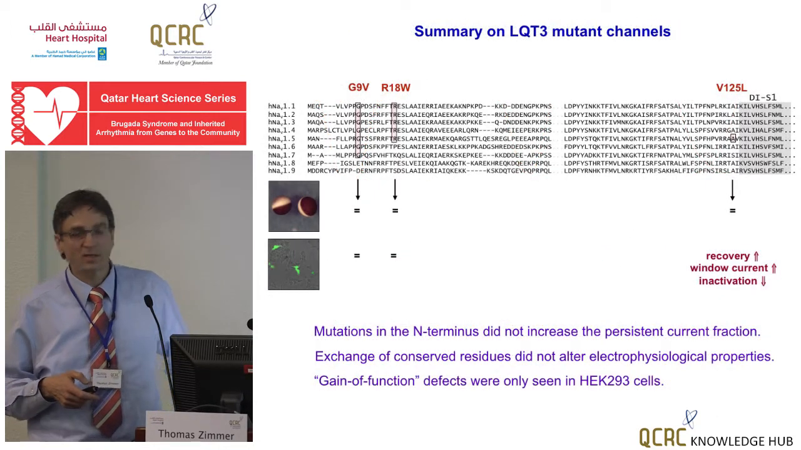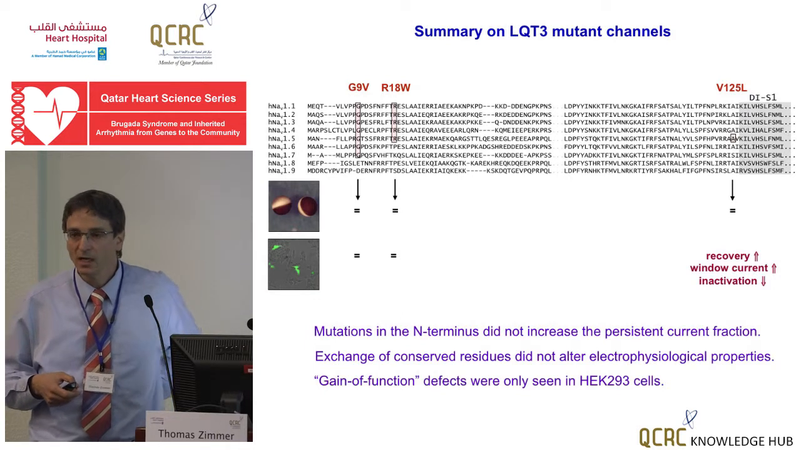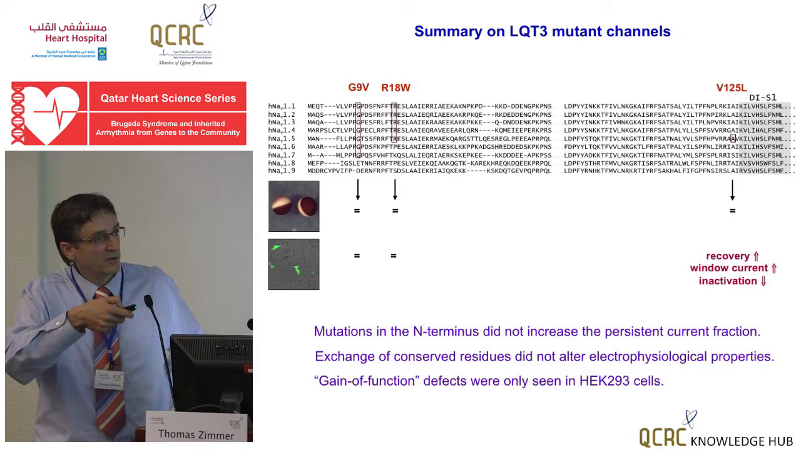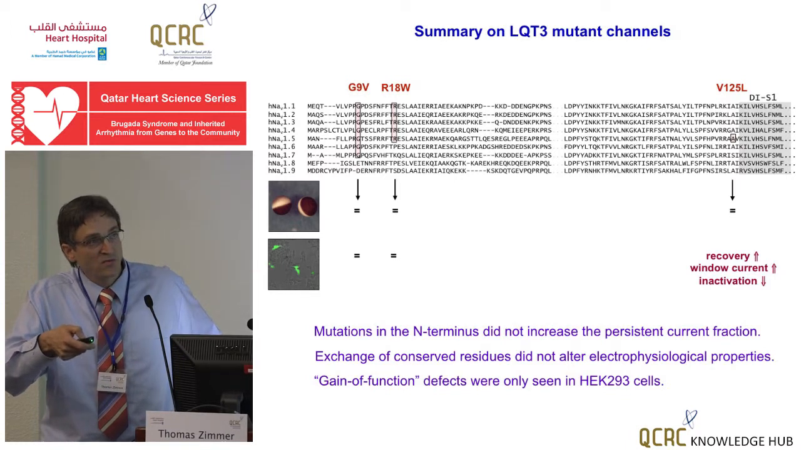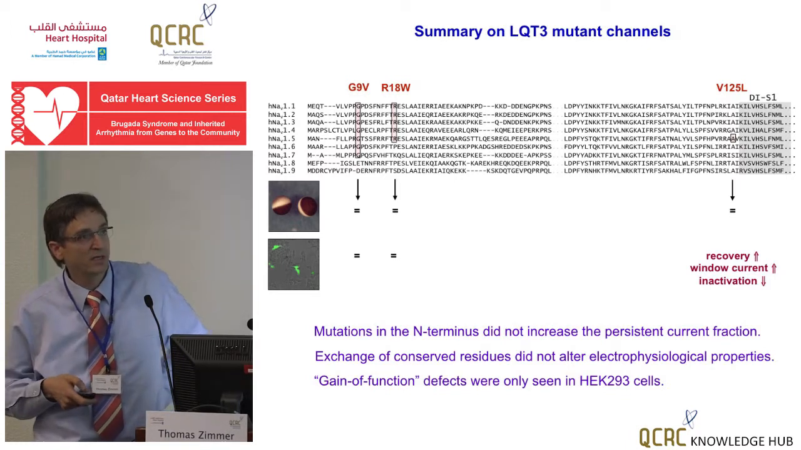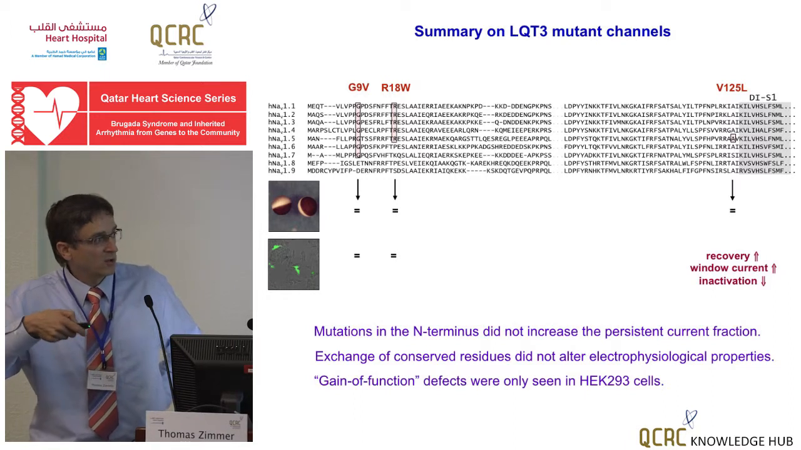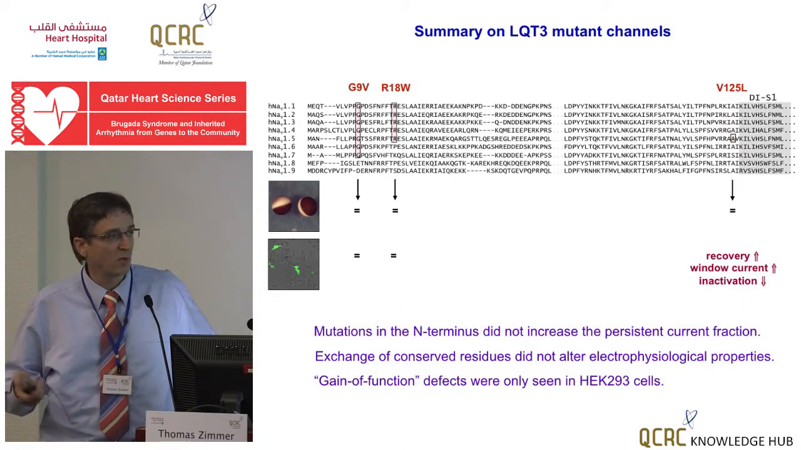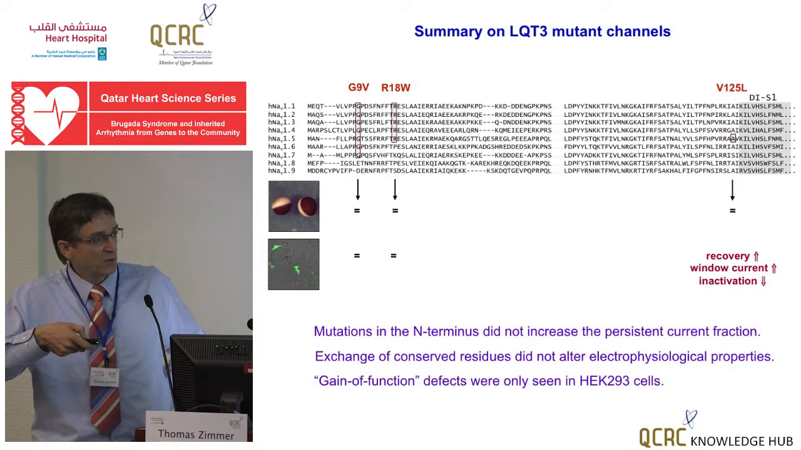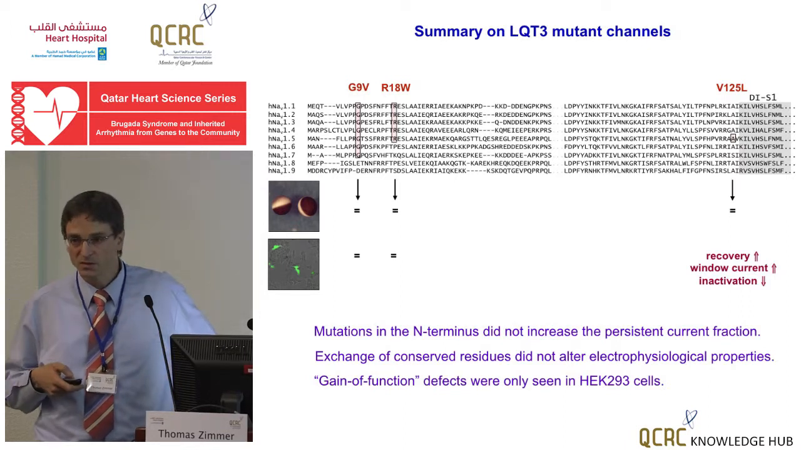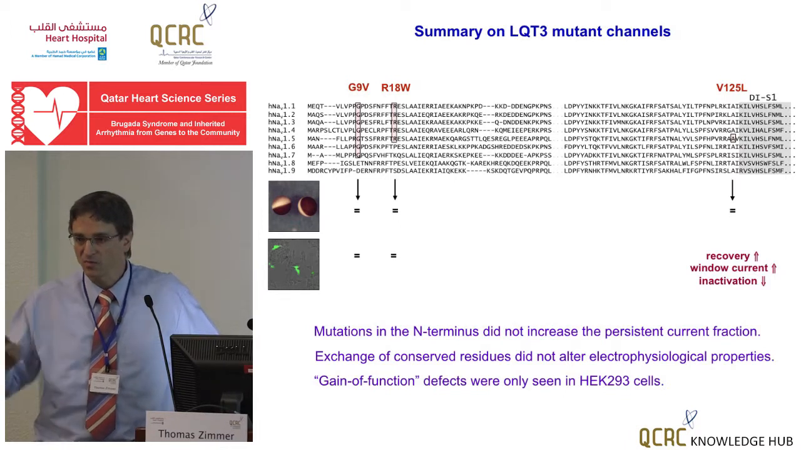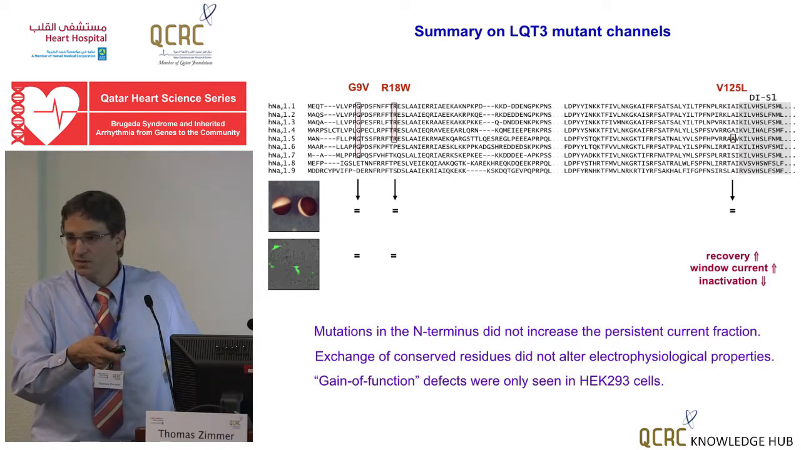Here you can see a sequence alignment of the sodium channel N-terminus. This is the starting methionine. This is the S1 of D1, so the first transmembrane helix. In the oocyte system, the currents and kinetics were the same as for the wild type. And we also couldn't see anything in the mammalian system, only in this case, so we could unmask some defects, but not in the oocyte system.